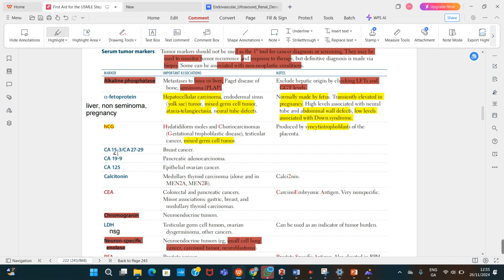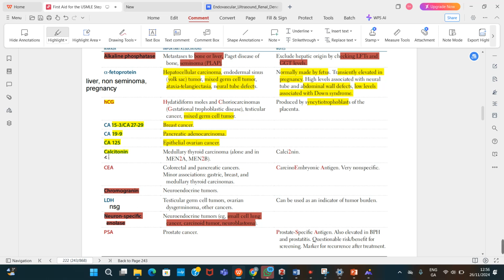So CA 15-3 and CA 27.29 are associated with breast cancer. CA 15, 27, 29: breast cancer. CA 19-9 is pancreatic adenocarcinoma. CA 125 is ovarian until otherwise proven; it is an epithelial ovarian cancer until otherwise proven. CA 125 is ovarian, 19-9 is pancreatic, 15, 27, 29 is breast.